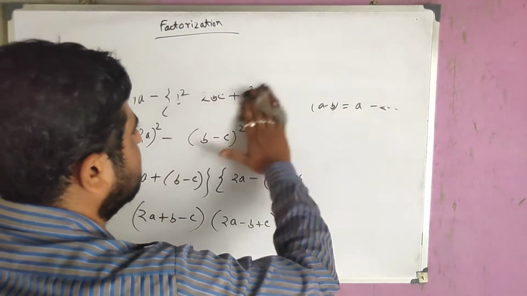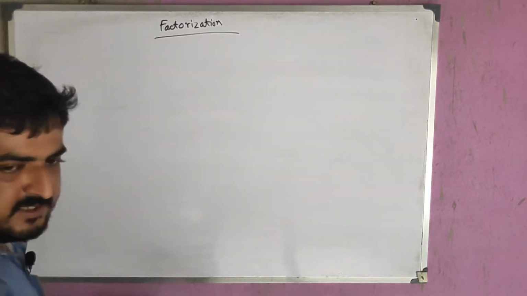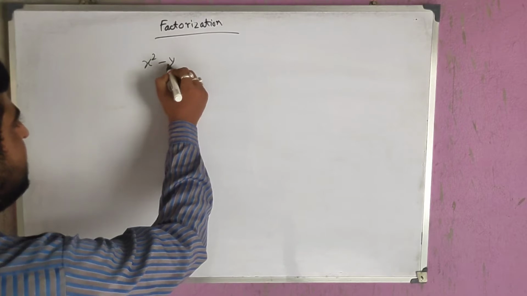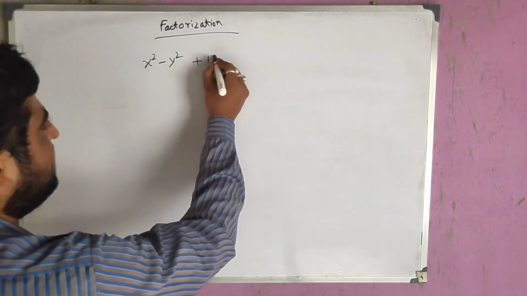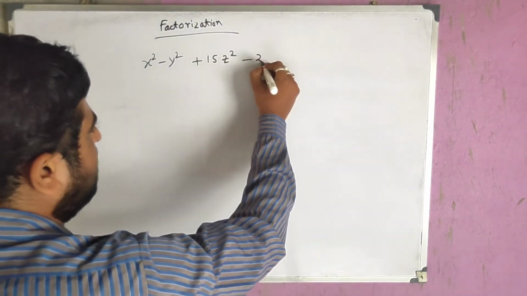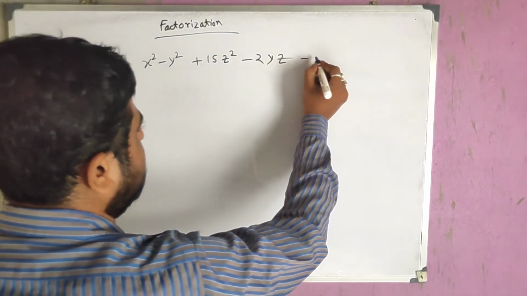Next sum: x square minus y square plus 15z square minus 2yz minus 8xz.